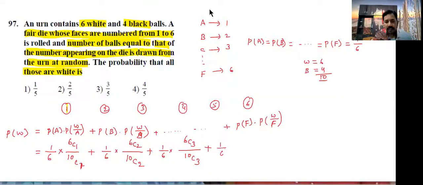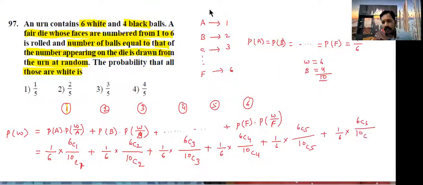Next, 1 by 6, 4 balls now, 6C4 by 10C4, plus 1 by 6 into 6C5 by 10C5, plus 1 by 6 into 6C6 by 10C6.